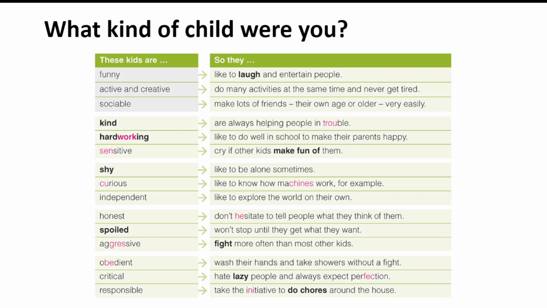That's interesting, because I think most of the children were spoiled in the past. Children were aggressive in the past. What's the meaning? Fight more often than most other kids. Obedient is wash their hands and take showers without a fight. Maybe they were critical, hate lazy people, and always expect perfection. And maybe children in the past were responsible. What's the meaning of responsible? Take the initiative to do chores around the house. So these are the adjectives to describe children in the past.